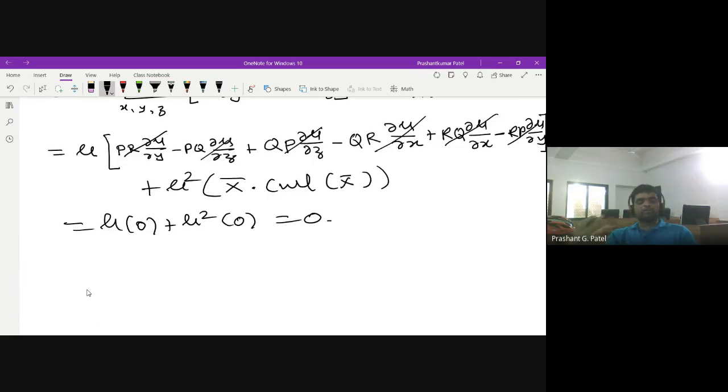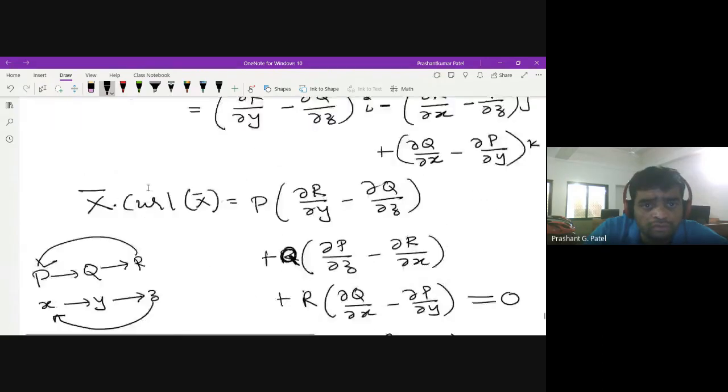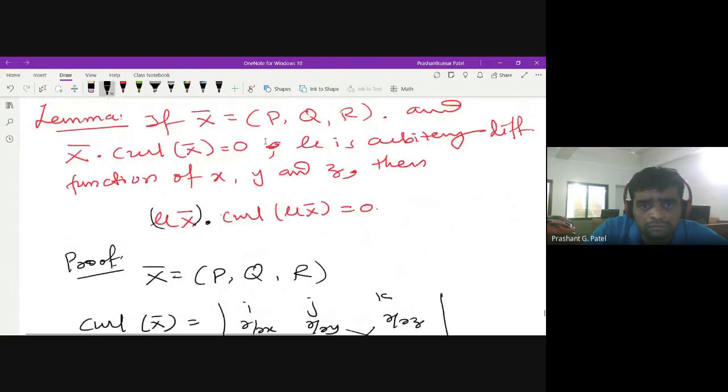Is the converse of this result true? Can you make the converse of this? What was this result? If x̄ · curl x̄ is 0, then μx̄ · curl(μx̄) is 0. Is the converse true?